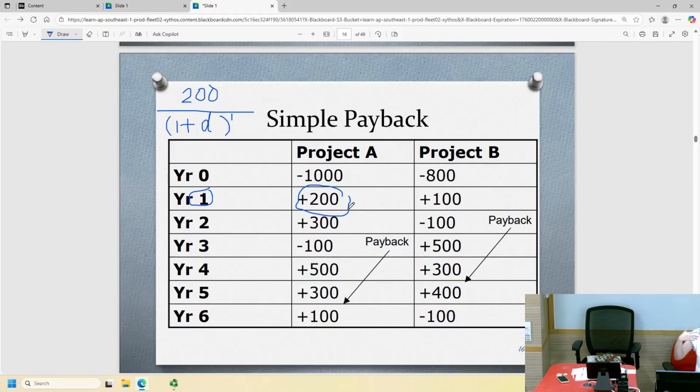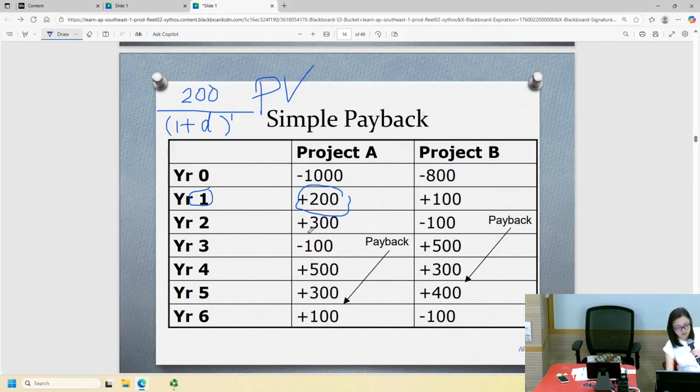And it will be less than $200, because you're receiving this now, so you can put it in the stock market or put it in the bank to earn money. So the $200 that you receive 1 year later can be converted into the present value using this equation. So it will be a bit less than 200.